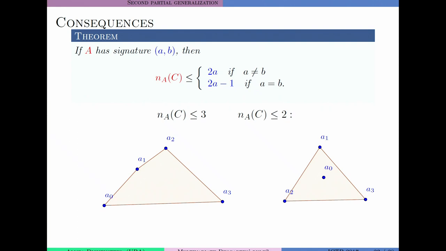Even for any n, in any dimension, if the vertices are affinely independent, and I pick the last point inside the convex hull, in any dimension, I cannot have more than 2 positive real roots.